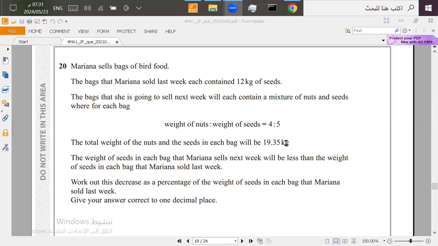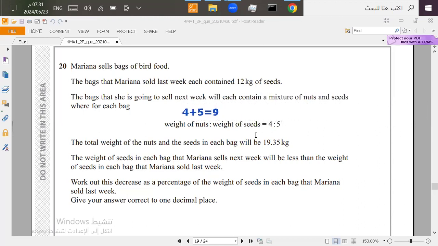Here, we know the total is 19.35 kilograms. We know that the ratio between nuts and seeds is 4 to 5. Now we're going to find the weight of seeds. How do we do this? First, because this is the total weight, we're going to add the ratios together. So we add 4 plus 5 equals 9. That's the first step, because we already know that this is the total.